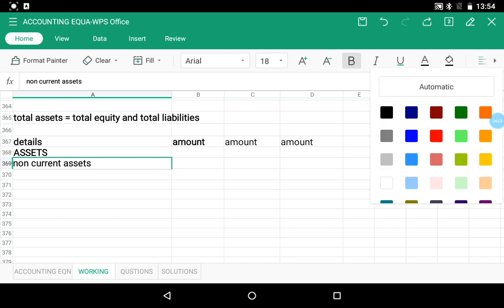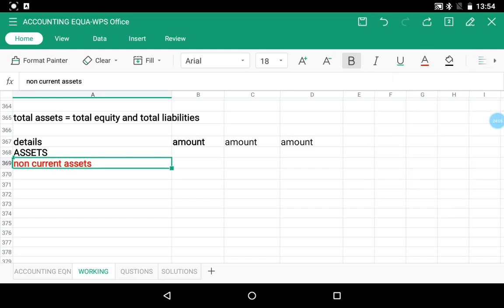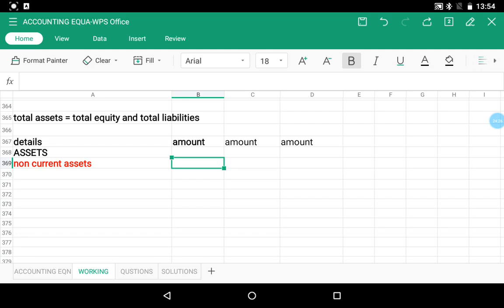When you talk about non-current assets, these are assets that take long, almost more than a year. For example, you have your motor vehicle, and every day it gives you income. You receive money from it for more than a year. So under non-current assets, the first item we have is non-current assets at cost.